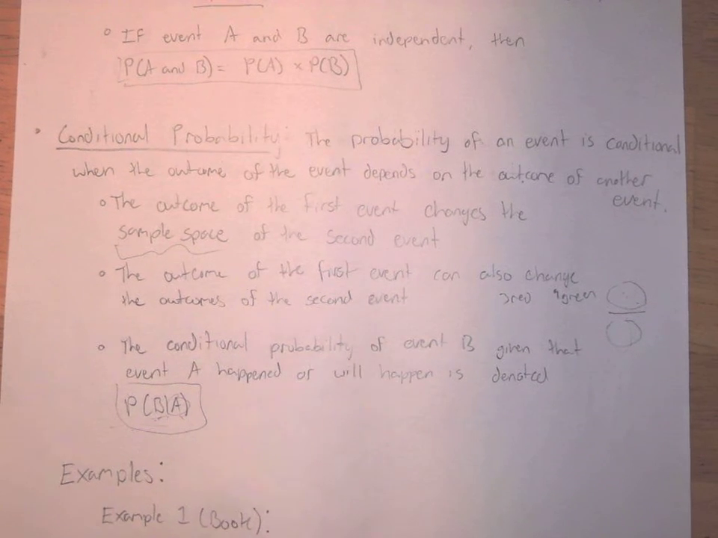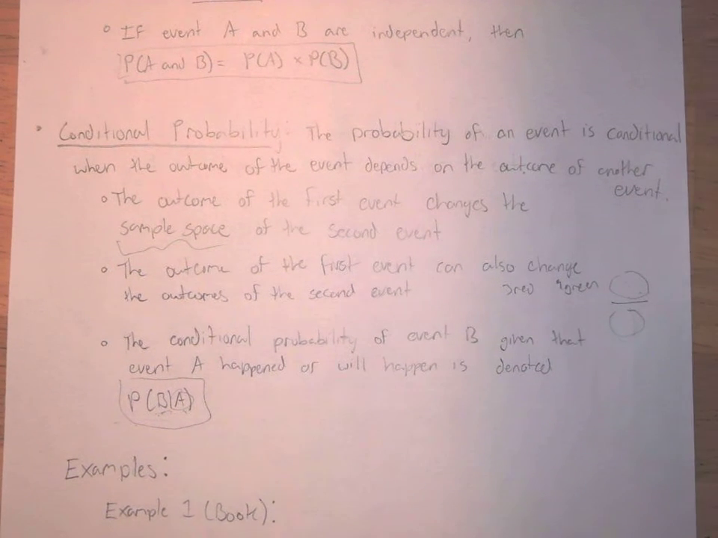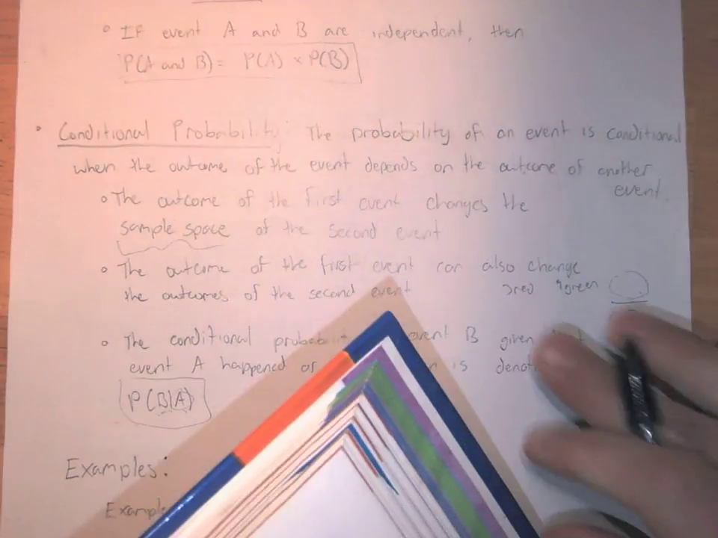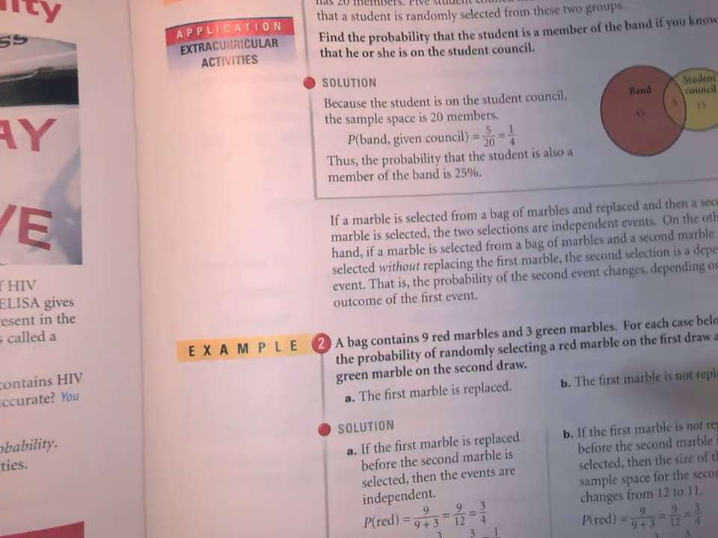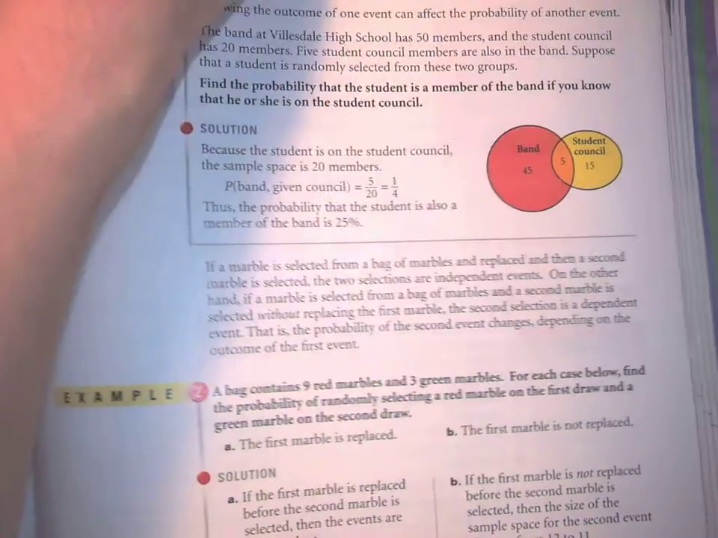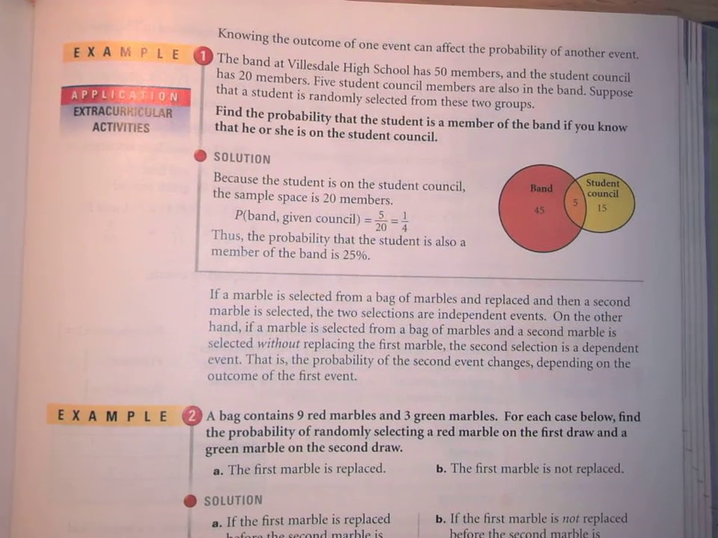Okay, so let's look at a couple examples of conditional probability, and then we'll tie that into dependent events and put those two ideas together because they're very, very similar. For this, we're just going to look at an example from the book. Example 1. This is a pretty good one. Okay, so let's talk about this scenario here.